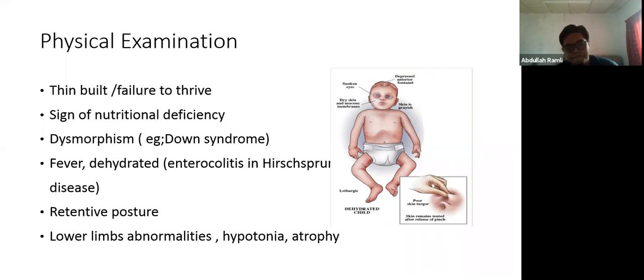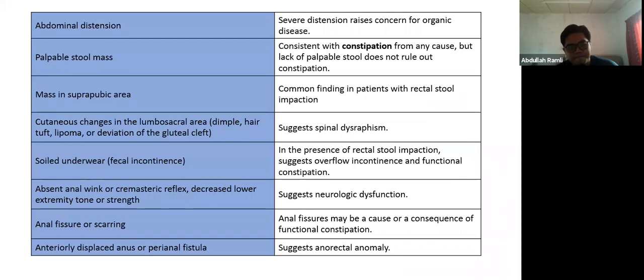Next one. Okay, so the next one is we need to see if the child has abdominal distension, palpable stool mass or mass in the suprapubic area. All of these are consistent with constipation, and identifying these signs will help us to know what kind of constipation.